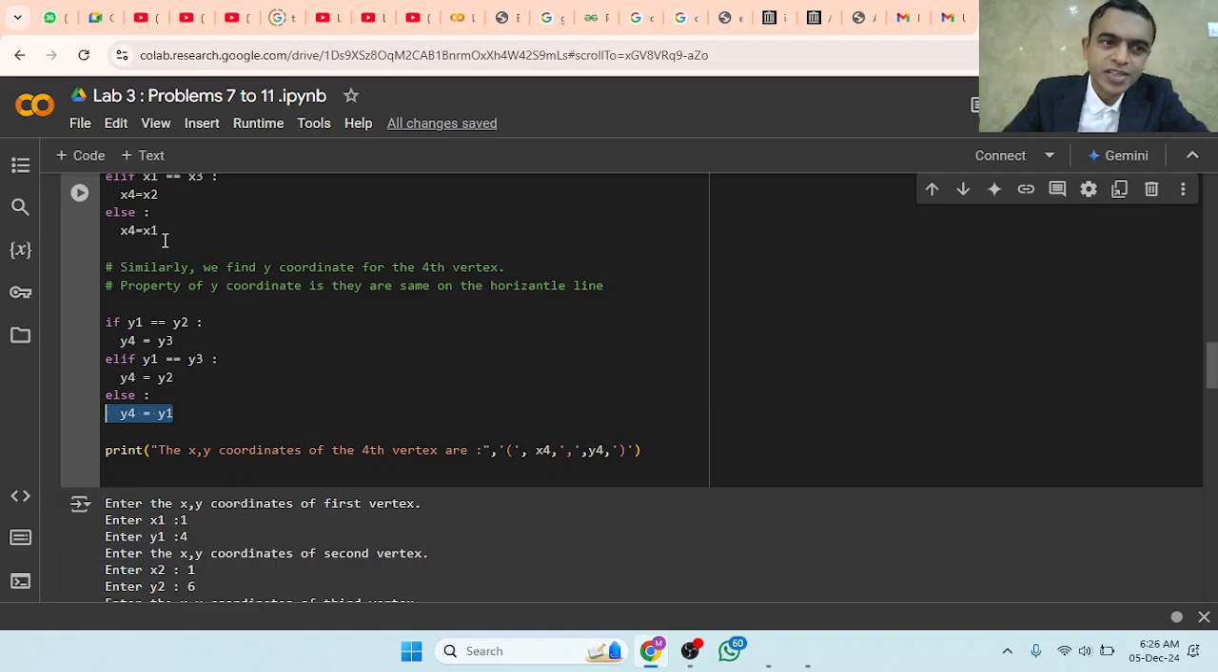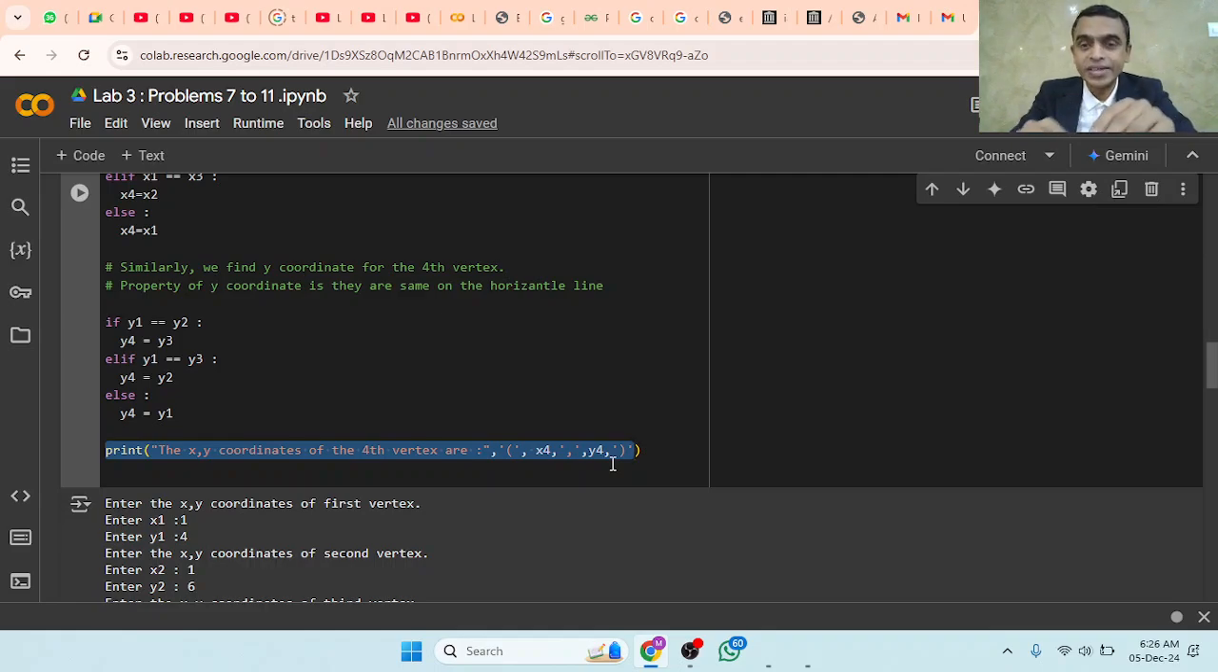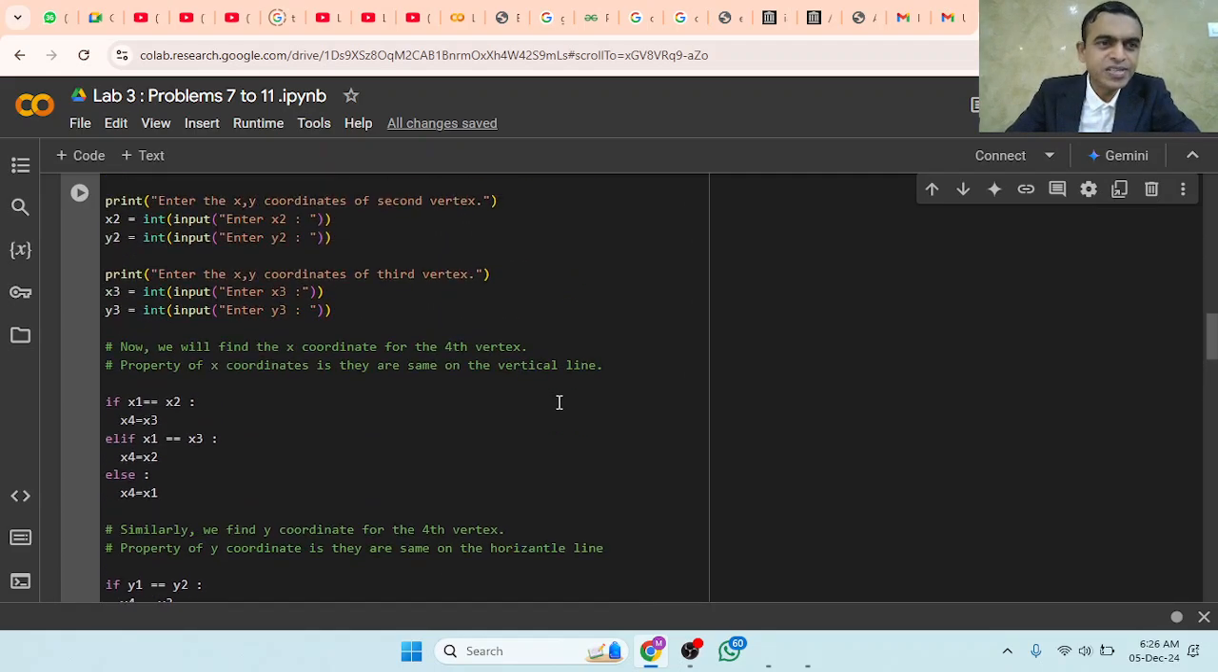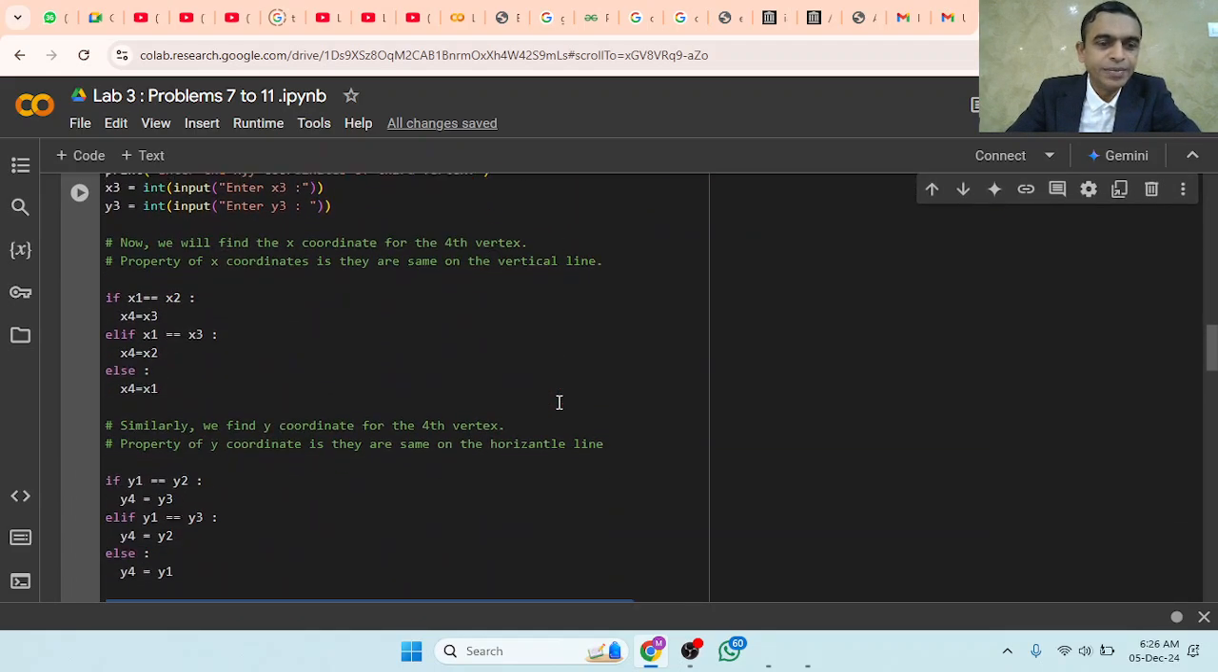So now we got x4 here, we got y4 here, and this is how we print the xy coordinates. Look at this, the print statement: the xy coordinates of the fourth vertex are, and I am putting a comma there. Look at this statement, it is written in a different way. You can always use an f-string and write the same statement. So in the comments of this video, write how you will write this as an f-string statement. Okay, so this is problem number 10.